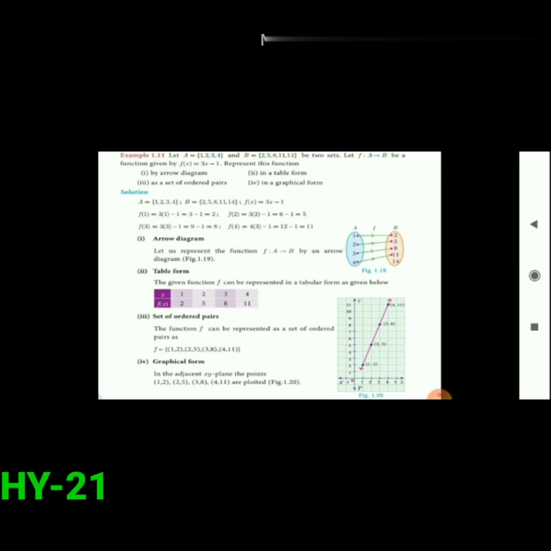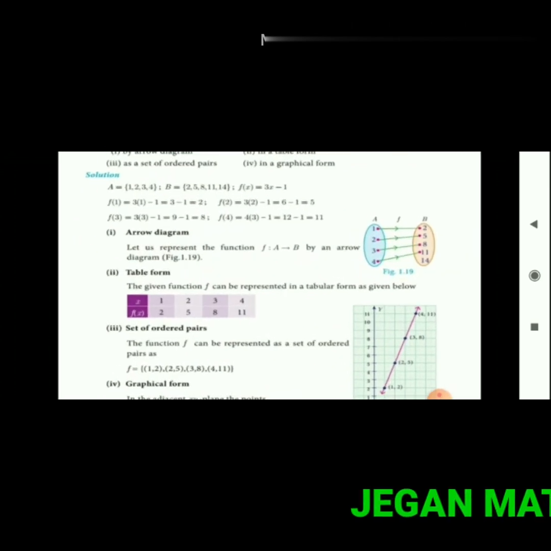First, substitute 1 in the given function. We have 3 into 1 minus 1 equal to 2. We substitute 2 in f(x). f(2) is equal to 6 minus 1 equal to 5. We substitute 3 in f(x). So f(3) is equal to 9 minus 1 equal to 8. We substitute 4 in f(x). 4 3s are 12, 12 minus 1 is equal to 11.